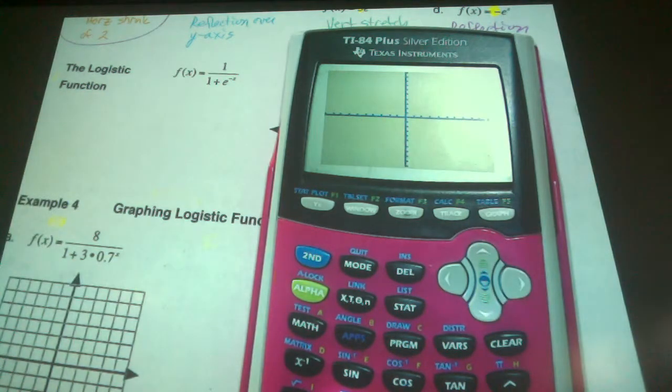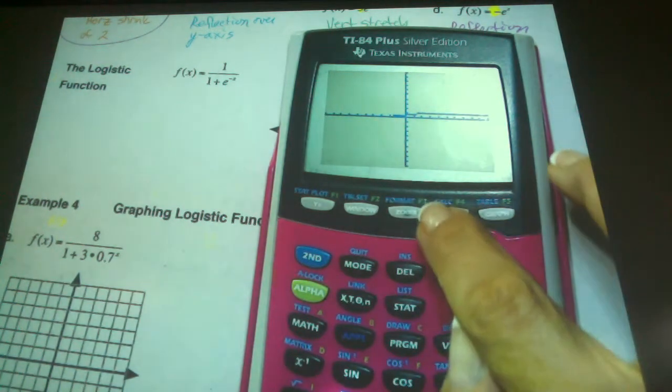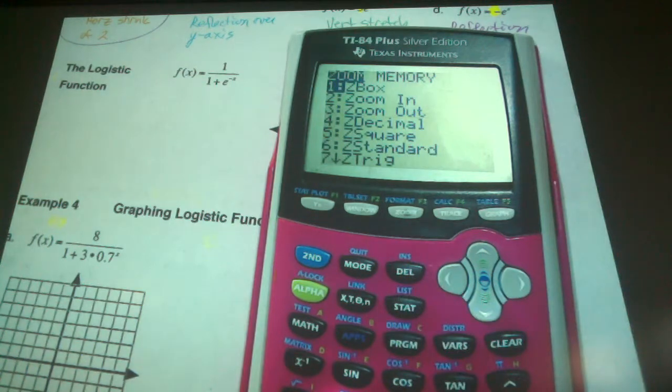So when you originally look at the graph, it doesn't look like much. What have we learned that we have to do with graphs that look like this? Zoom. Am I going to zoom in or out? I'm going to zoom in. I want to see what's happening. I'm going to focus in closer. So I'm going to hit my trace button to make sure that I'm zooming where I want to, and kind of where I want to zoom is right there. So now I can do zoom in and hit enter.